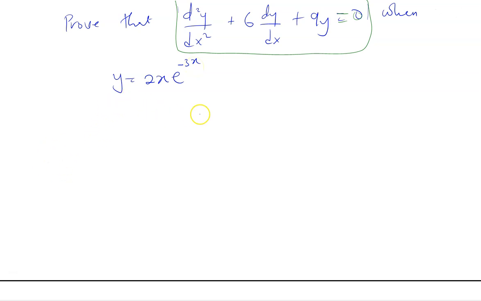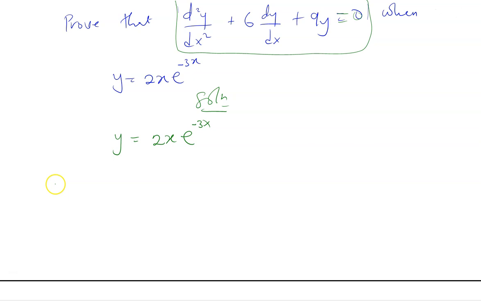With this one, the first thing that I need to do is to find the differentiation of all of them. So if I have y equal to 2x e to the power of negative 3x.